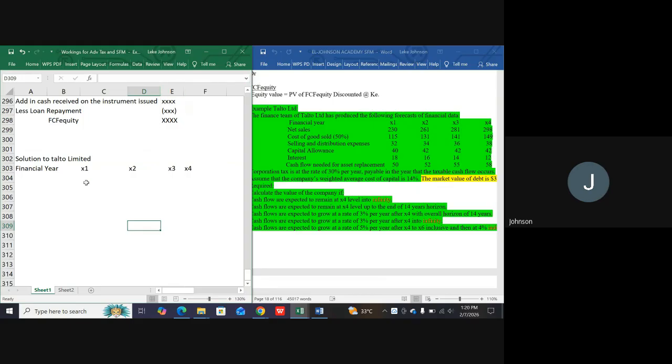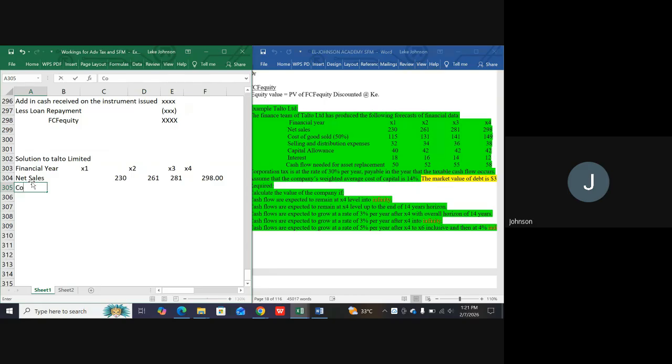Okay, so that's that. Now, what do we need to do? The first one is the net sales. For the first year we have 230. The second year we have 261. The third year we have 281, and then the last year we have 298.